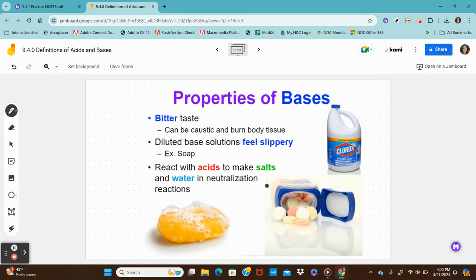All right, properties of bases. Some of them I wouldn't recommend tasting, but we've all gotten soap in our mouth before. It is bitter, so there's a bitter taste to them. They also could be pretty caustic and burn body tissue. We often think about acids being very destructive, but actually bases are pretty bad as far as that. Any kind of cleaning products, soaps, bleaches, ammonias, those are all going to be basic. They do have a slippery feel to them, and they're going to react with acids to make salts and water in neutralization reactions. So this is the antacids that I was referring to.